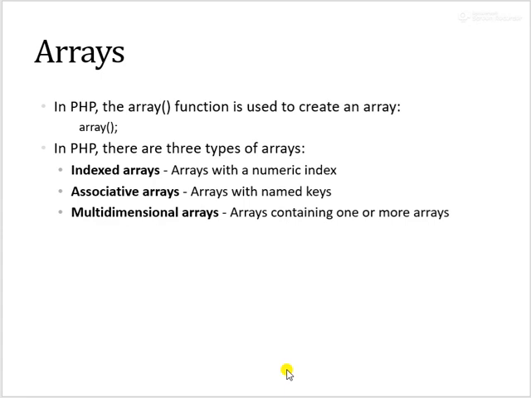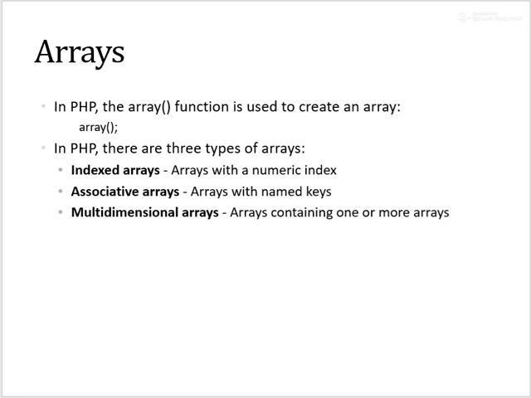Okay, in PHP, in order to create arrays, the array function is used, and there are three types of arrays in PHP: indexed array, associative array, and multi-dimensional array. Now there is something different in associative arrays, unlike the arrays you are already familiar with from C++ programming. Indexed arrays are the same as the arrays you work with in C++; they have a numeric index.